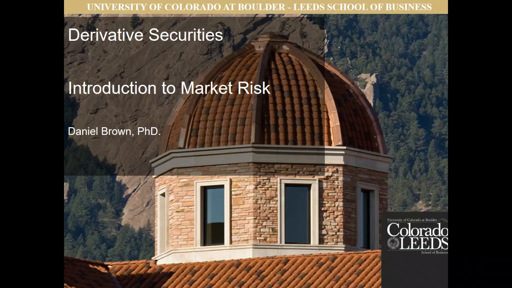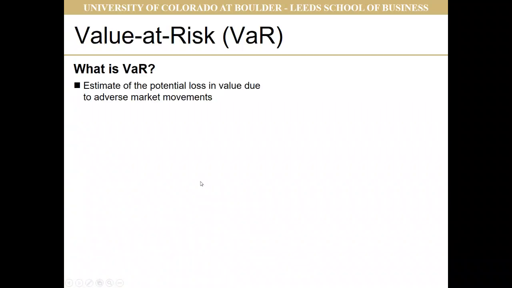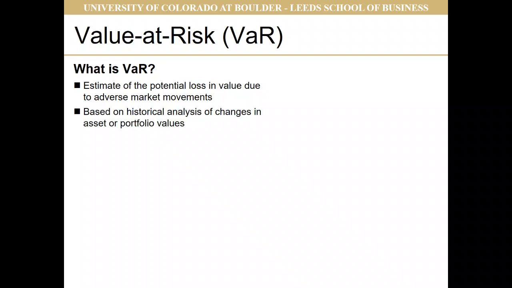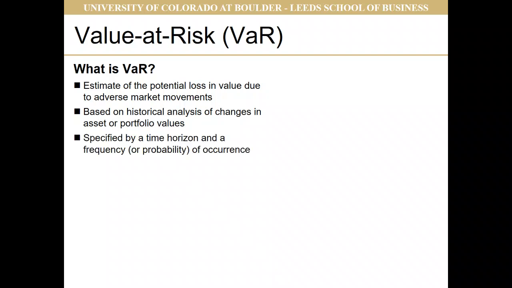So one solution to that is to look at some tolerance and time horizon. And this is where value at risk comes in. Value at risk is an estimate of the potential loss in value due to adverse market movements. It's often based, it doesn't have to be, but it's often based on historical analysis of the changes in asset or portfolio values. It is typically specified by two parameters, a time horizon and a frequency or probability of occurrence.